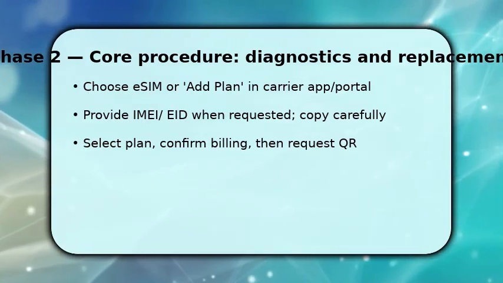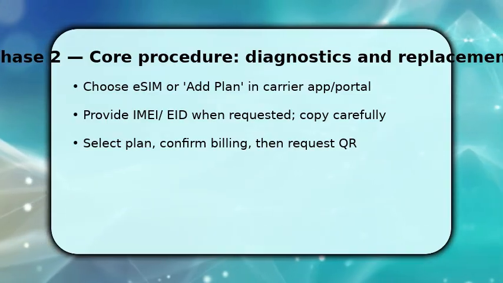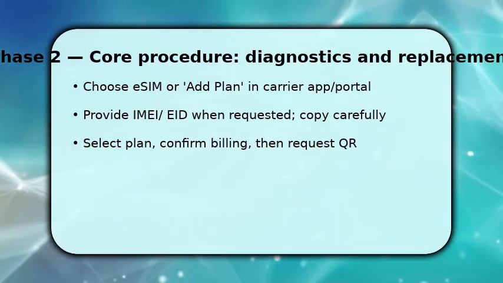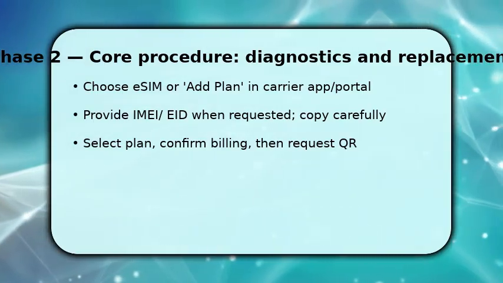You now request the QR by selecting Add eSIM or Add Plan in the carrier app or account portal. Enter the phone IMEI or EID exactly. These identify the eSIM slot and verify your device model. After that, pick the desired plan and confirm billing and any pro-rated charges. This triggers the carrier to generate the QR.